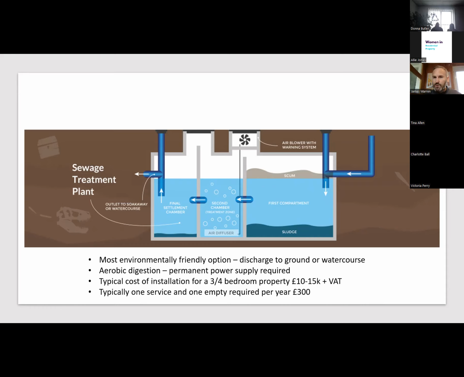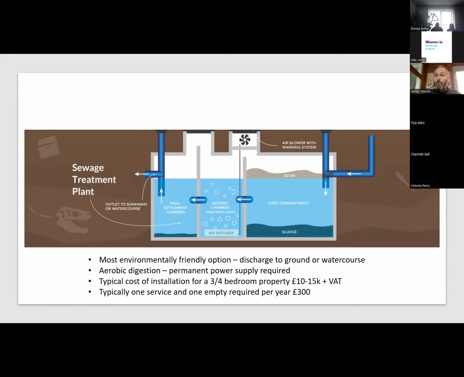So it's allowed to go to a surface water, so a ditch, river or stream, whether it's free flowing or whether it's a seasonal one. It can go to a drainage field, which is a piped dispersal system, which I'll talk about a little later. It can go to a deep structured soakaway. It can go to an above ground drainage mound.